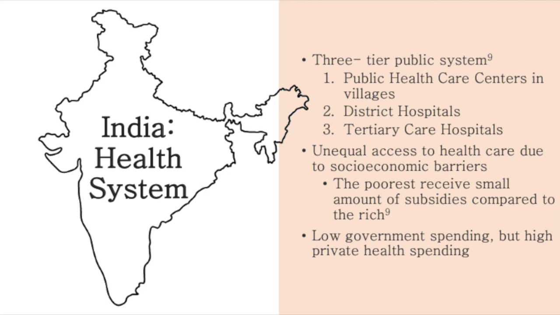For example, the poorest receive a small amount of subsidies compared to the rich. The poorest 20% only receive 10% of the available subsidies, and the richest 20% receive 33% of them. And this division between socioeconomic groups and inherent problems of inequality make India similar to the US. And then lastly, they have low government spending but high private health spending.